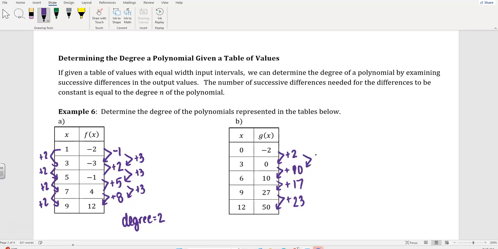Then I want to do the second difference, so I do this again. Here we have up 8, up 7, and up 6. So this function is not quadratic, right? Because I'm not getting all the same numbers. But if I do it one more time, down 1, down 1, this one is a degree of 3 because my third difference was constant. And it would be the same if you go out to the fourth difference being constant, then you would see a fourth degree, and fifth would give you that.